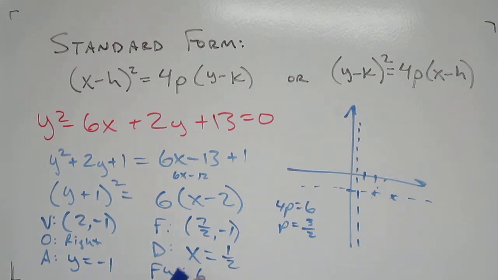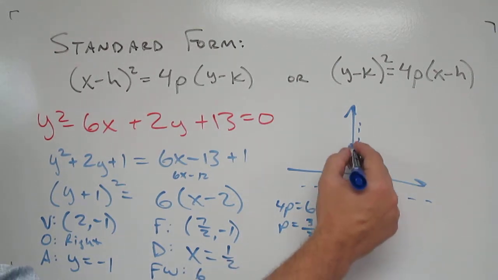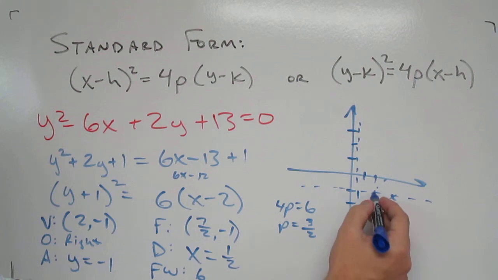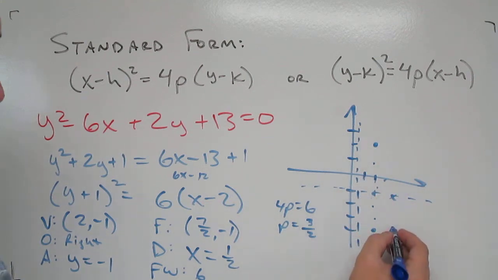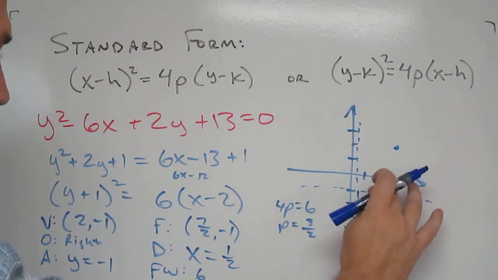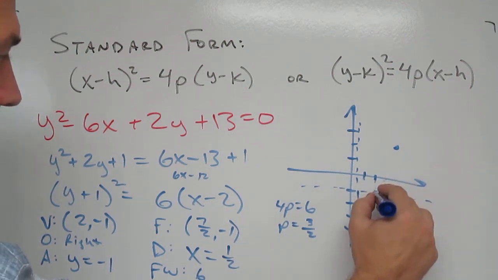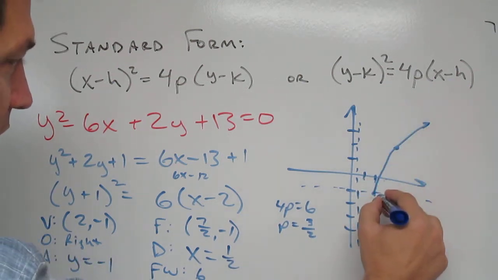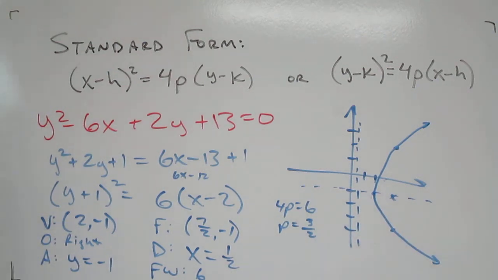And I know the focal width is 6, so that means if I go up 3 from here and down 3 from here, that'll give me a focal width of 6. Whoops, I got to do it by the focus though, not by the vertex. And then I'm going to have something that's going to open something like that.